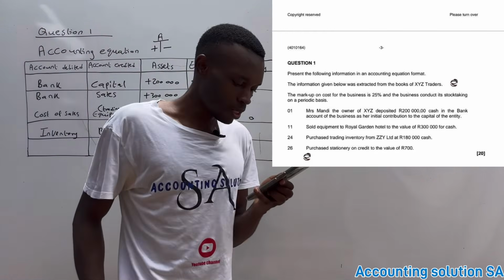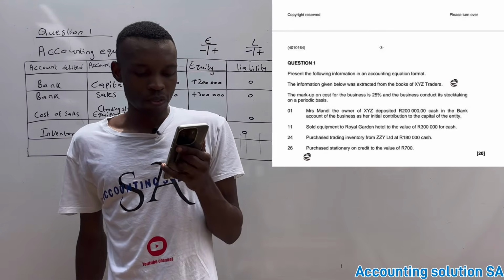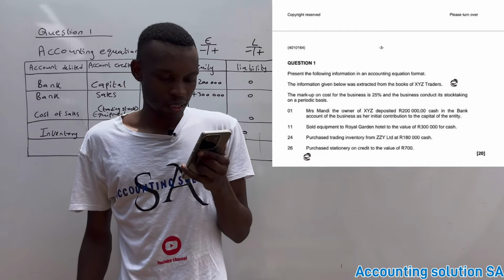Okay, then the last one, purchase stationery on credit to the value of 700 rand.